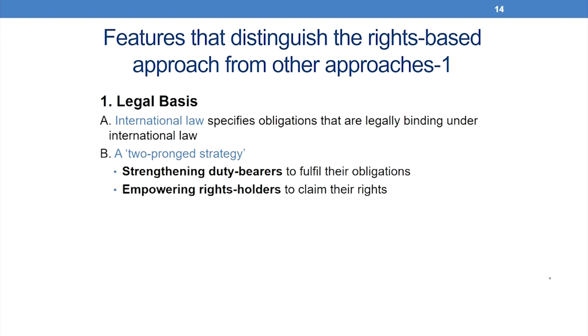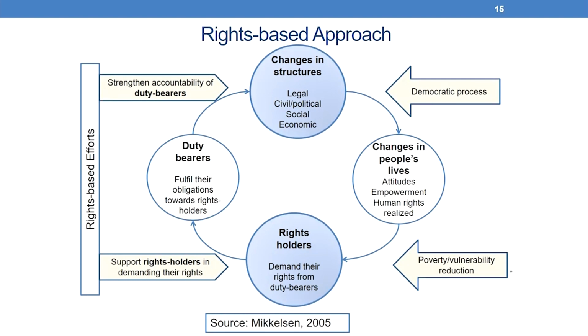Let us look at these three features one after the other. Let us first look at the legal basis. International law specifies obligations that are legally binding under international law, and it talks about a two-pronged strategy for strengthening duty bearers to fulfill their obligations and empowering rights holders to claim their rights. While an exclusive focus on either rights holders or duty bearers may be necessary and useful in the short term, a long-term one-sided strategy is unlikely to bring about the accountability dynamic that is at the core of this approach.